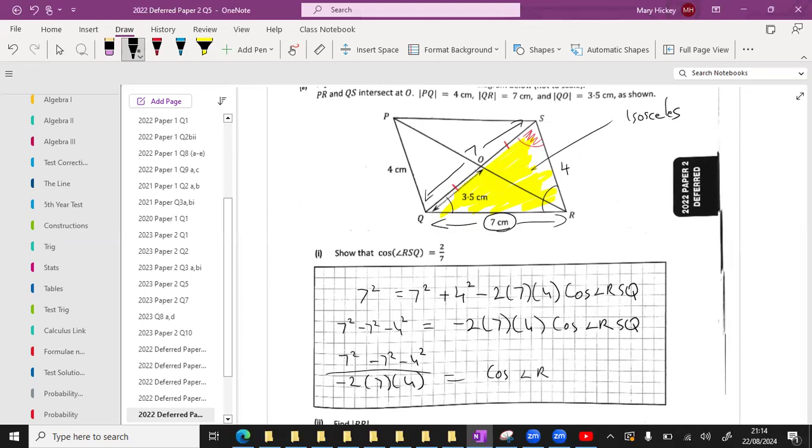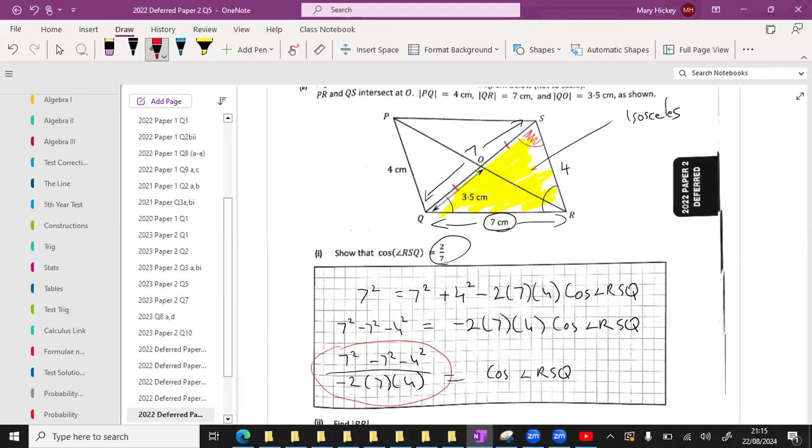Now, I'm not going to do the inverse because the whole point of this is I'm supposed to prove that the cos of the angle is 2/7. So what I want to happen is that this thing here simplifies down to 2/7. So I'm just going to put that into my calculator and hope that indeed it does simplify down.